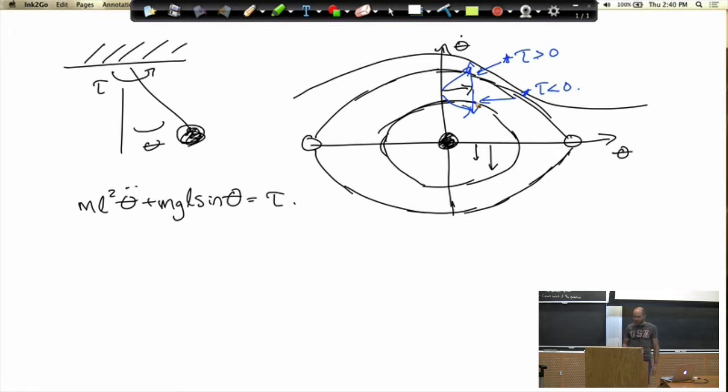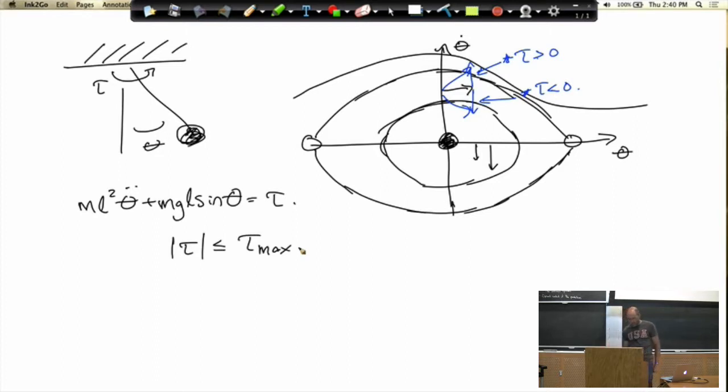So here's what I want to talk about today. Right now we've got a system that's stable at the downright configuration and unstable at the upright configuration. Let's see if we can come up with a good way of making it stable at the upright configuration. But to make it interesting, I'm going to make sure that you've got some torque limits.